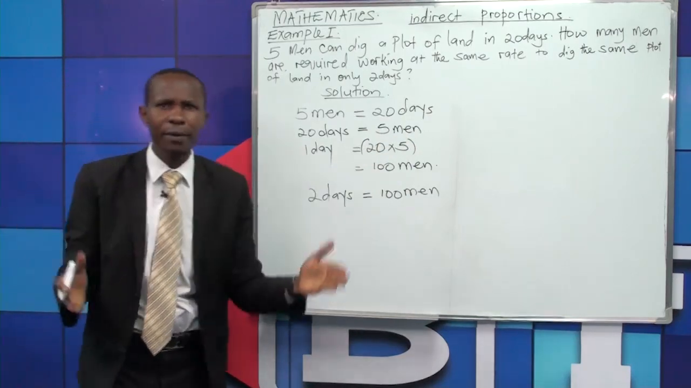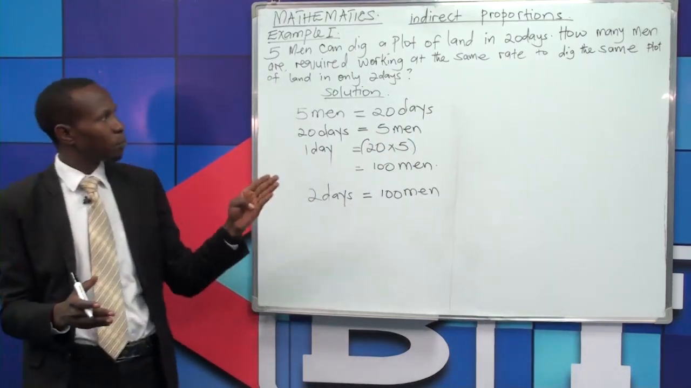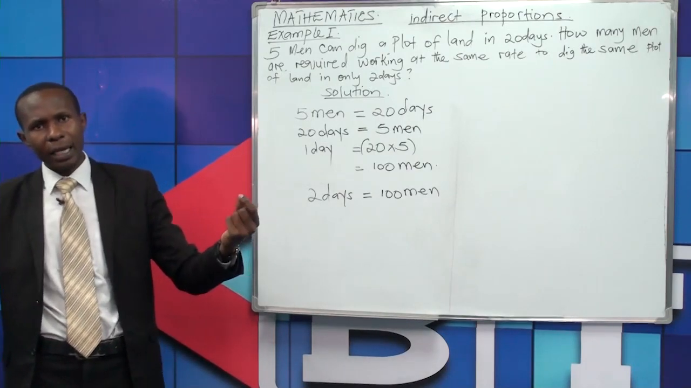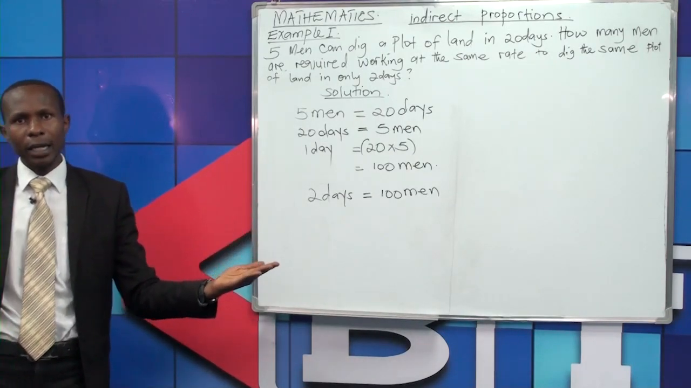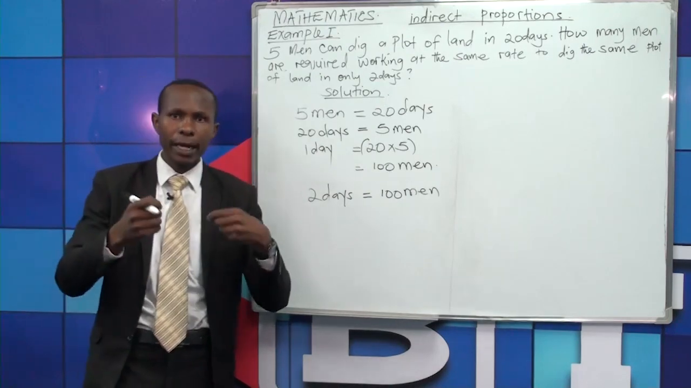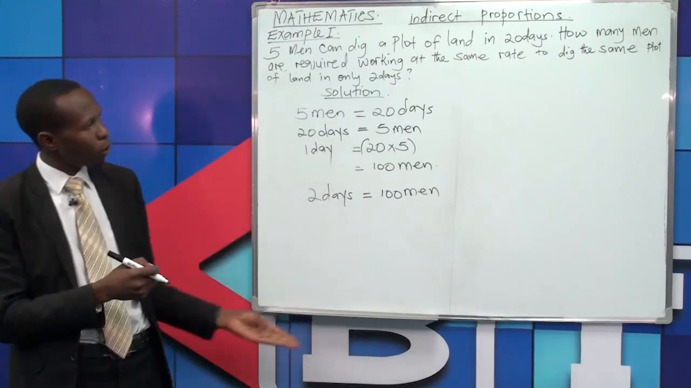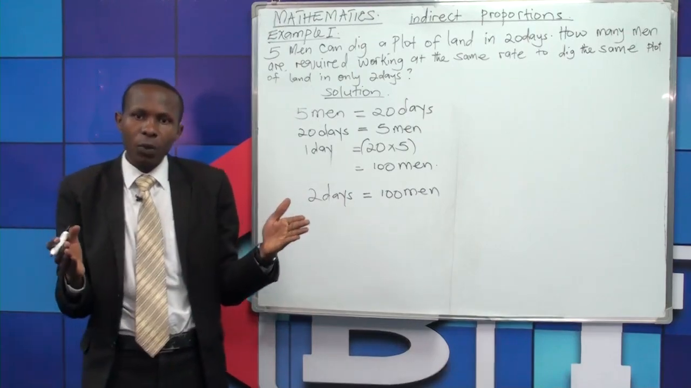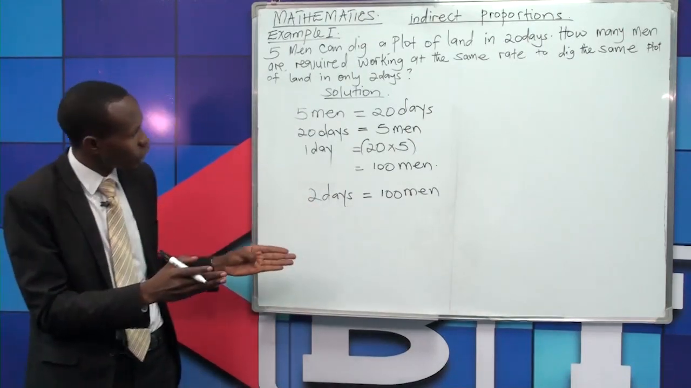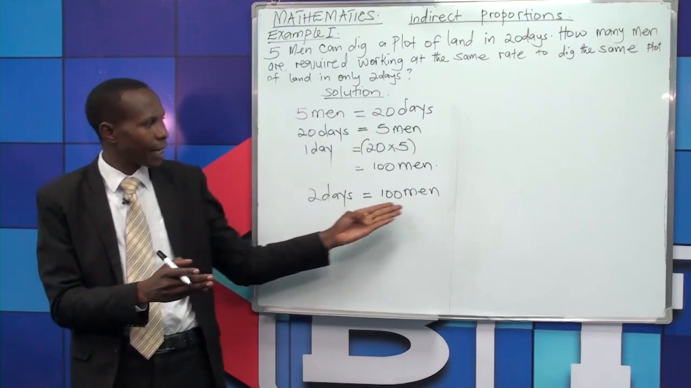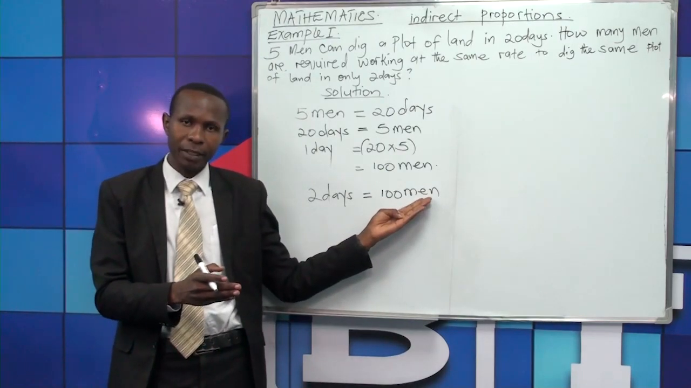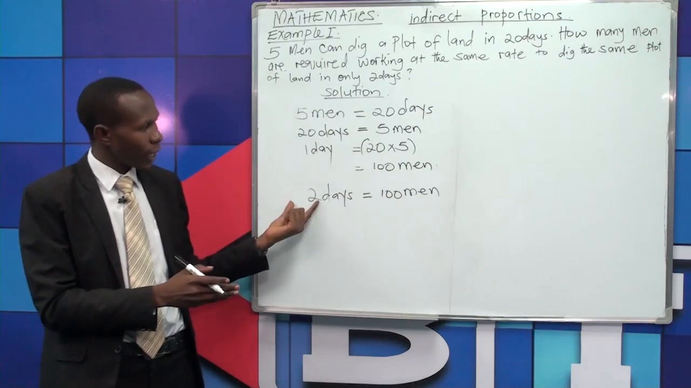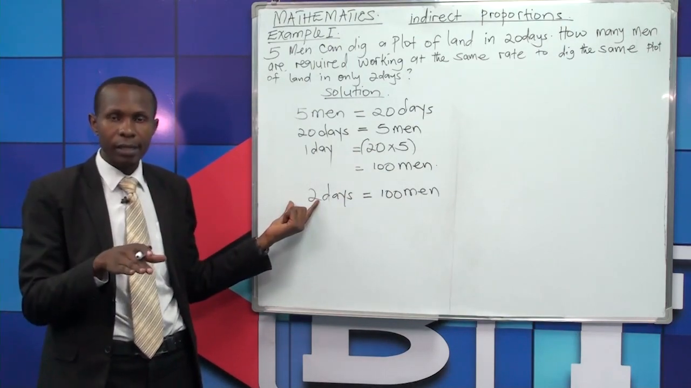What do you think? If 100 people dig the piece of land in one day, what do you think will happen if we require 2 days, or if we are required to complete the same plot in 2 days? This is what will happen. We shall now look at the relationship between the time and the number of people working. So if in one day there are very many people, it means in 2 days people will reduce.